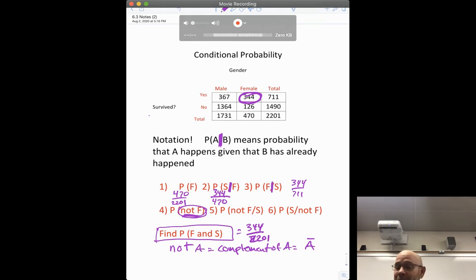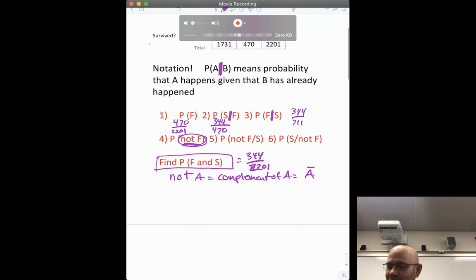The reason I did that problem is a little different. It's pretty straightforward, pretty easy. Just go to one box in the chart. But we're going to try to generate a formula for that. A lot of times in math, especially higher level math like we're in, I like to generate formulas instead of just telling you how they work.